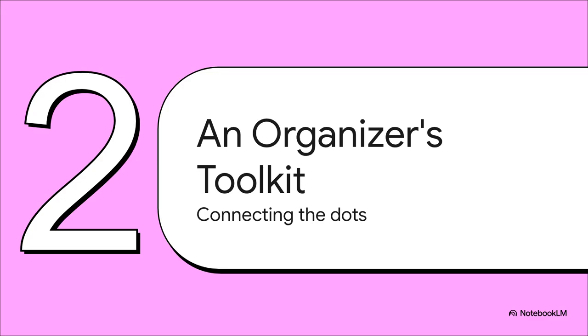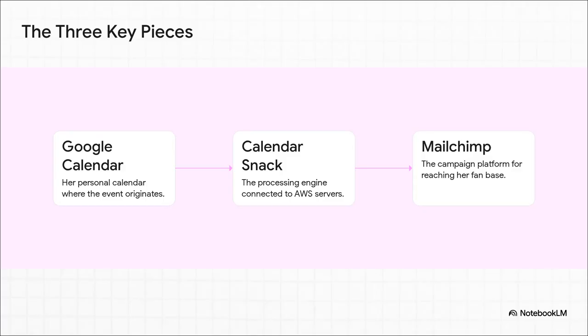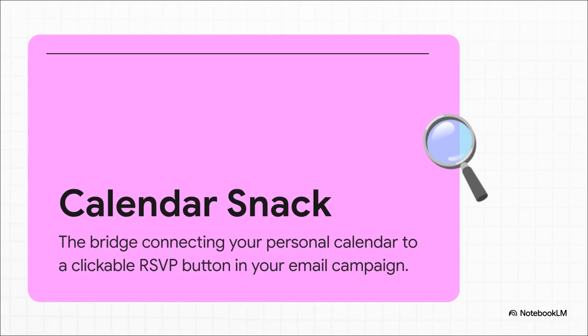Well, she's definitely not going to do it manually, that's for sure. She uses a smart, connected toolkit that's basically built for this exact job. Okay, so her setup really just has three main parts. First, there's something she uses every single day anyway, her Google Calendar. Then you've got this powerful engine in the middle, we'll get to that. And finally, of course, her MailChimp account, which is where all her fans live. And that thing in the middle, the magic piece holding this whole operation together, it's a service called Calendar Snack.